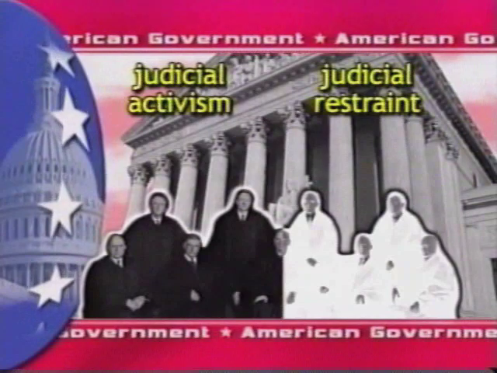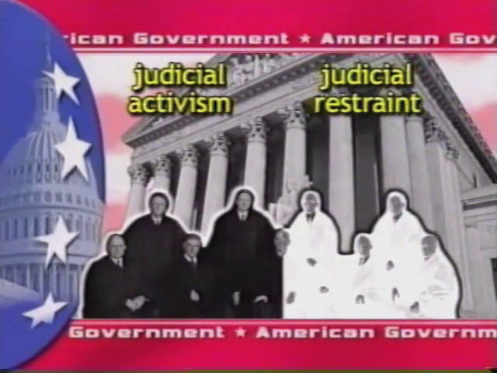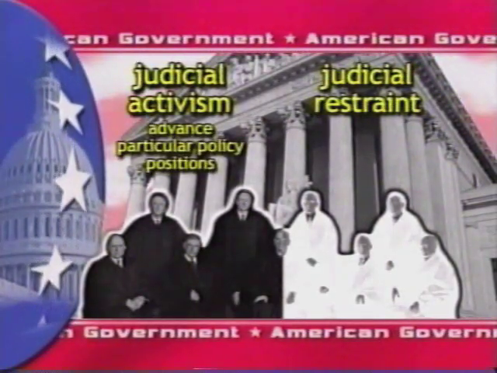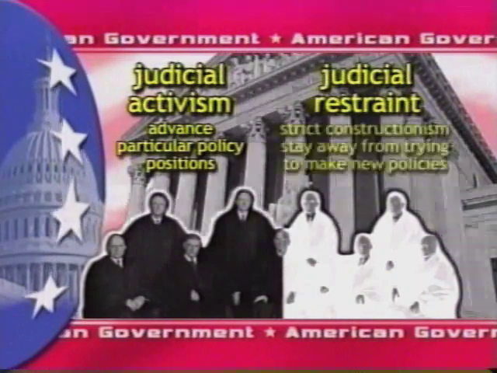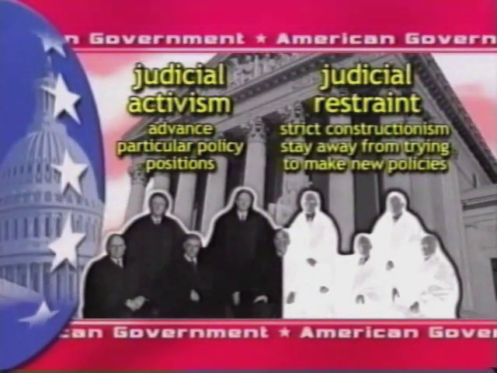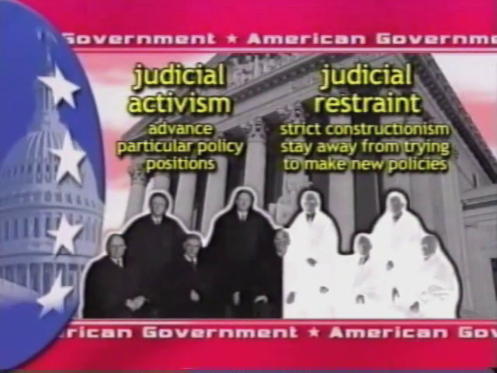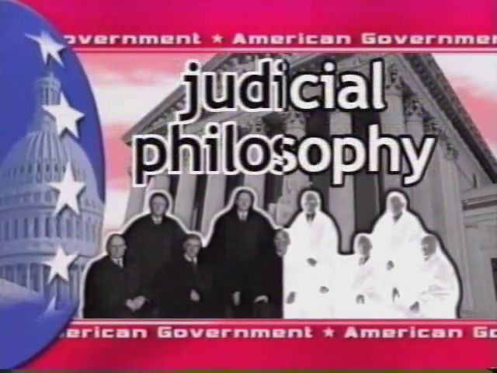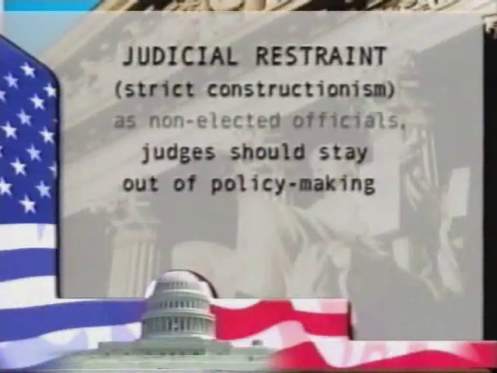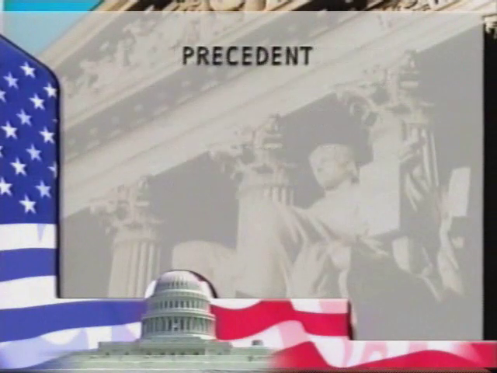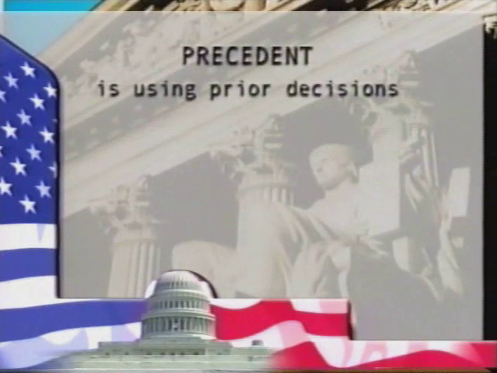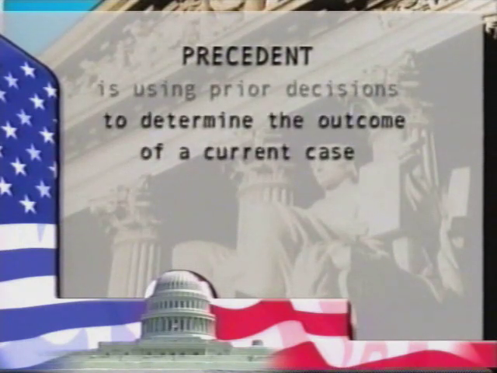Judicial activism is the belief that judges should use their powers to influence and further justice and policy, while judicial restraint, also known as strict constructionism, asserts that as non-elected officials, judges should stay away from trying to make new policies. Outside of judicial philosophies, the other legal influence on Supreme Court rulings is precedent. Precedent is using prior decisions to determine the outcome of a current case.